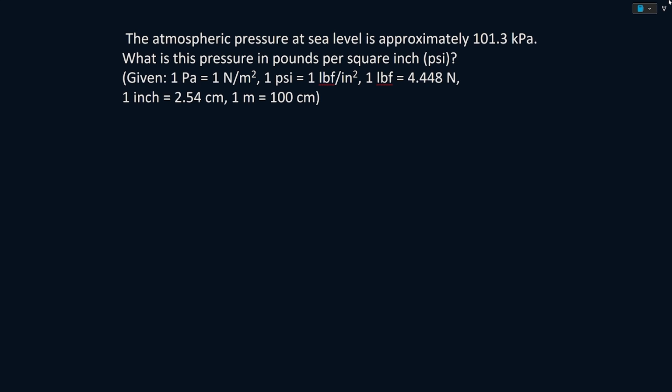The atmospheric pressure at sea level is approximately 101.3 kilopascals. What is the pressure in pounds per square inch? First, we'll start with our given of 101.3 kilopascals.